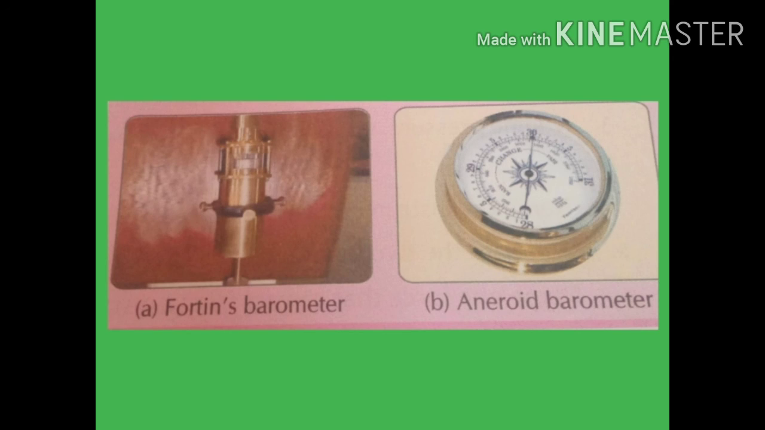In this slide you can see barometers. Atmospheric pressure is measured by an instrument which you are seeing in the slide, that is the barometer. We have the mercury barometer, called Fortin's barometer, and the dry barometer, also called the aneroid barometer, for measuring atmospheric pressure.